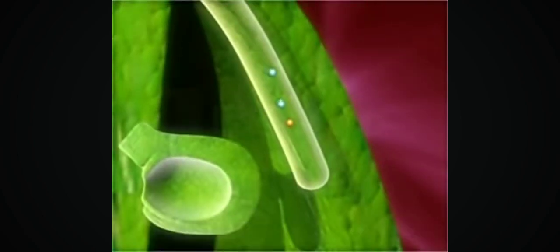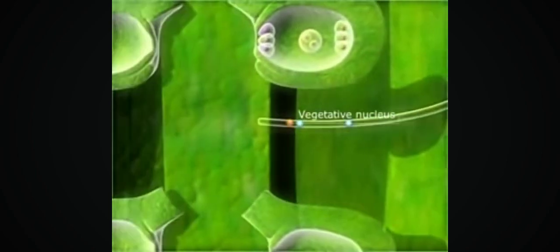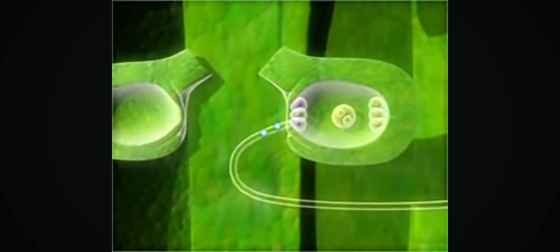The vegetative or tube nucleus of the pollen grain is responsible for the growth of the pollen tube. The vegetative nucleus degenerates after reaching the ovule. The pollen tube at this stage, with a vegetative nucleus and two male gametes, grows down into the ovary.